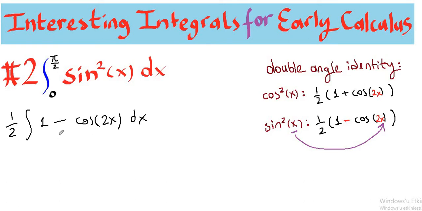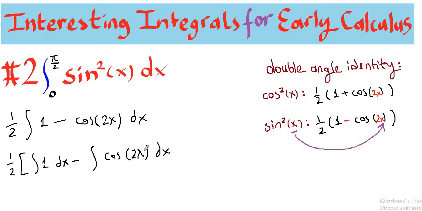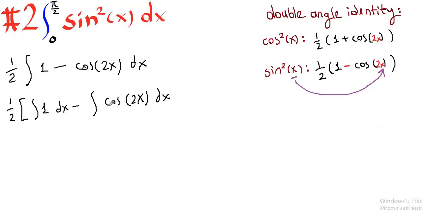Now we can separate the integrals. So 1/2 times the integral of 1 dx minus the integral of cosine of 2x dx. We actually did these two integrals in problem number 1. The antiderivative of 1 with respect to x is x, from lower limit a to upper limit b. We did this before, but I'm going to do it here very fast again.